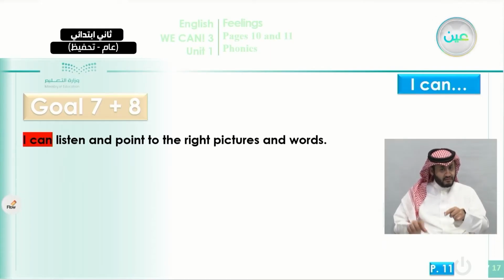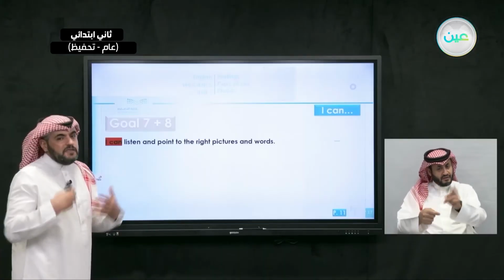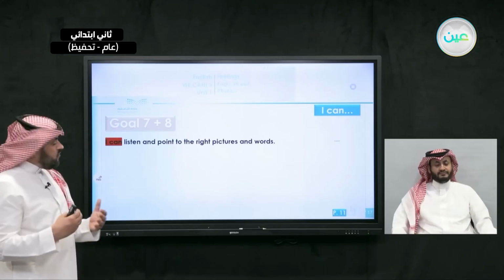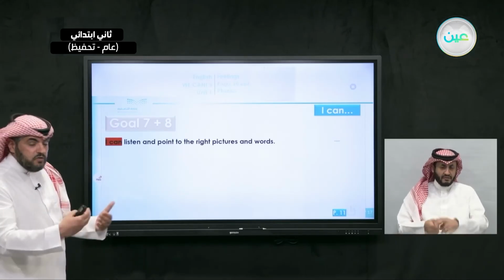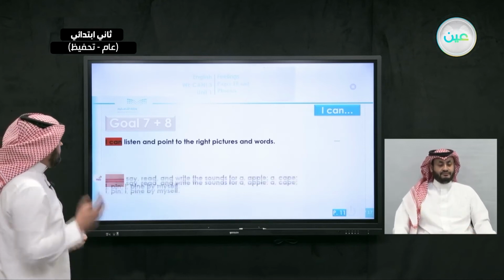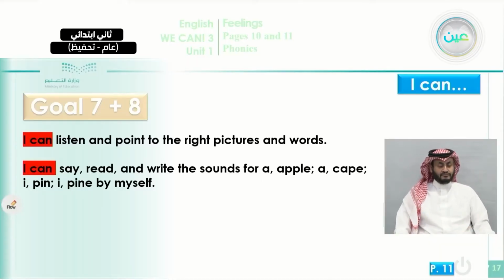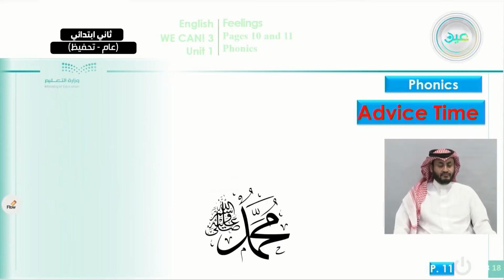If you know how to match the words with their pictures, that means you have achieved the goal. But if not, you need to go back to the video or to your book and read again. Okay. Also, can you say, read, and write the sounds for A as in apple, as in cape, pin, pine by yourself? These 2 questions are for you, to see if you learned how to do this or not.